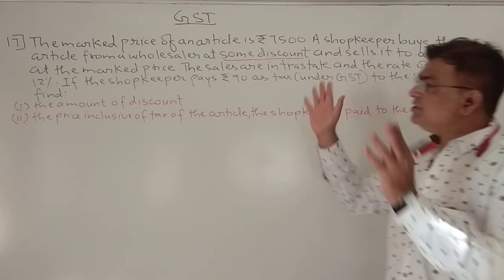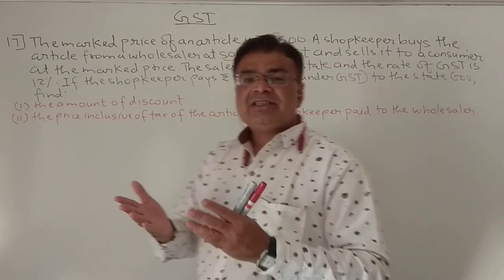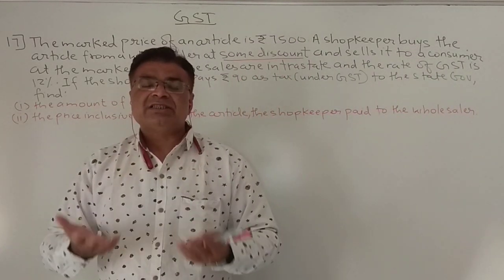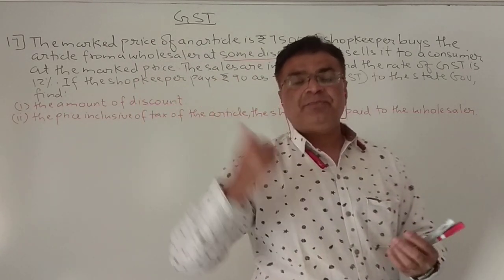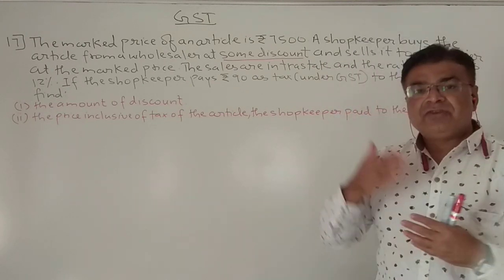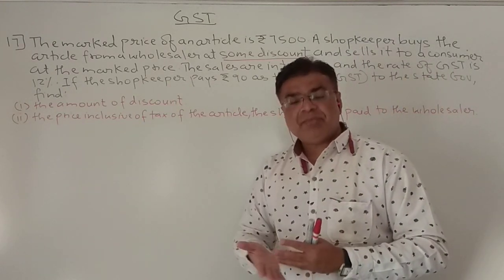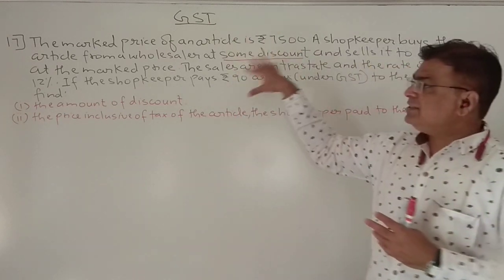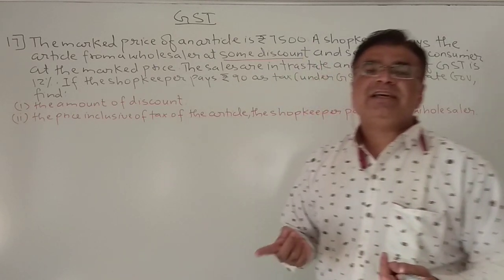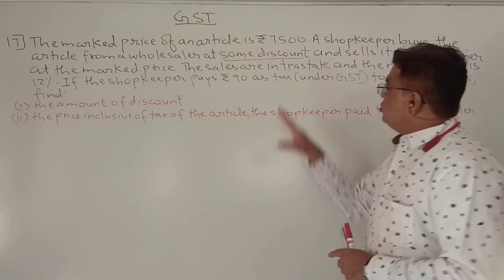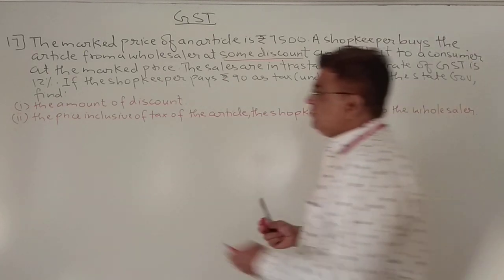Okay students, so the sum is very clear. First of all, the shopkeeper is purchasing the article from the wholesaler at some discount, which we don't know and need to find. Then the shopkeeper sells that article to the consumer at the mark price. This whole transaction is intrastate. The rate of GST is given as 12%. We have to find these two things. So students, let us start.